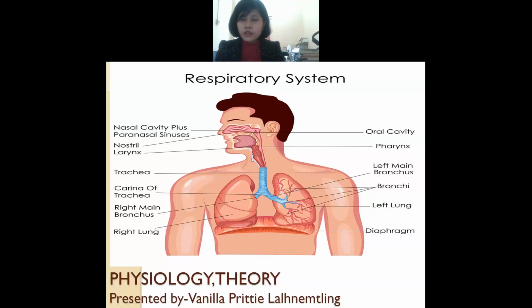All this system comes under the respiratory system. So the lungs are responsible for your breathing system. That is the respiratory system. So today we will be discussing it.